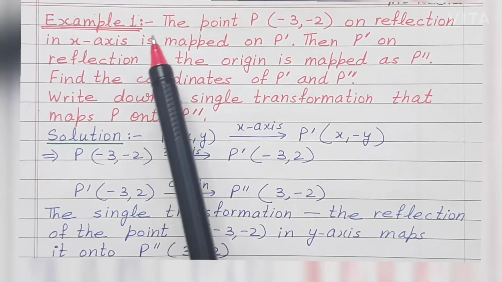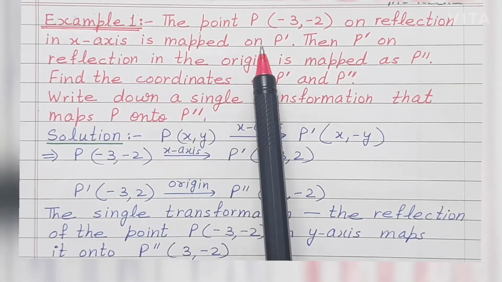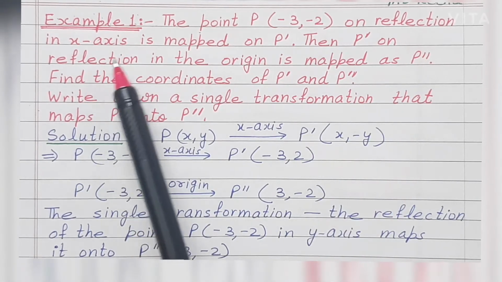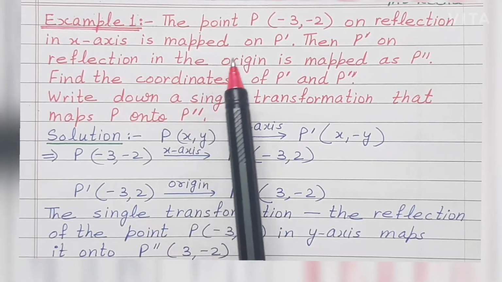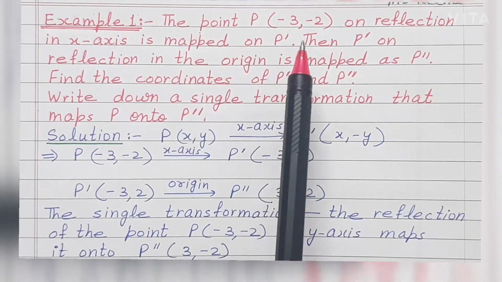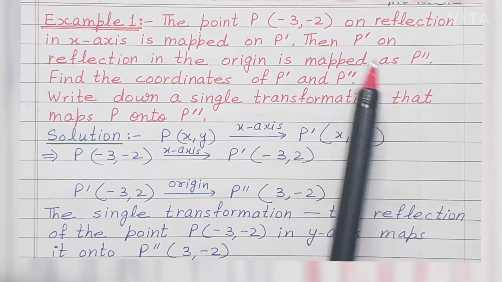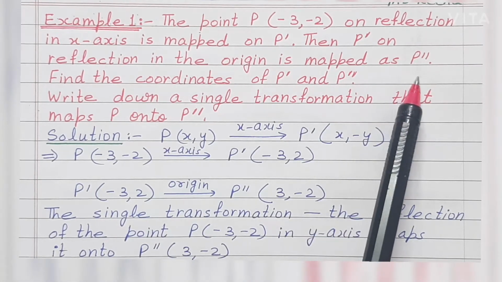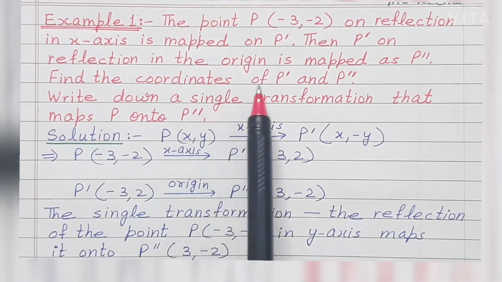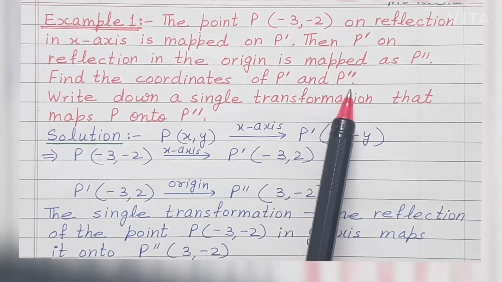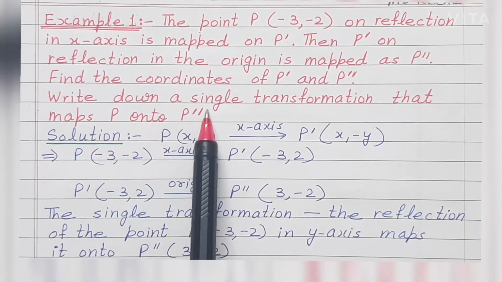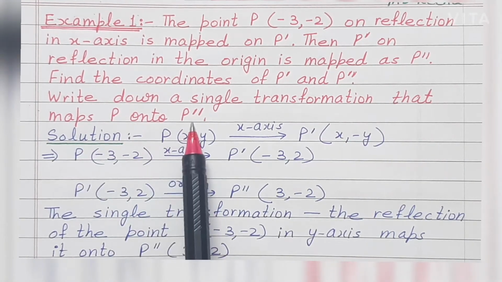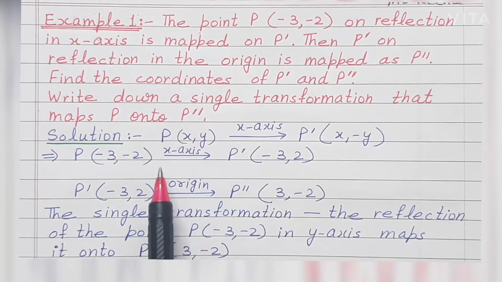Example 1: the point P (-3, -2) on reflection in x-axis is mapped onto P dash. Then P dash on reflection in the origin is mapped as P double dash. Find the coordinates of P dash and P double dash. Write down a single transformation that maps P onto P double dash. So it is very easy.